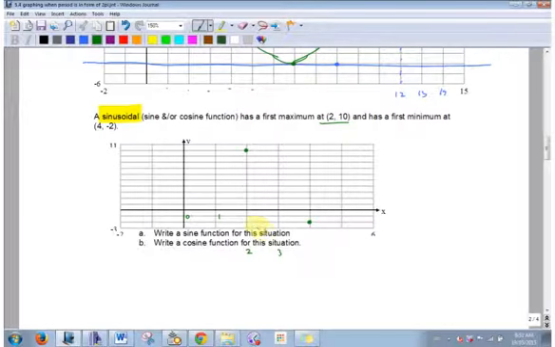So it says sine or cosine, and let's look at the questions. Write a sine function, write a cosine function. I got to do both. So which one do you want to do first? Doesn't really matter. Sine looks like that. Cosine looks like that. Okay. Which one does that look like to you? I don't know.